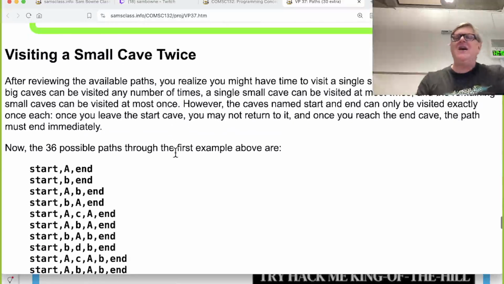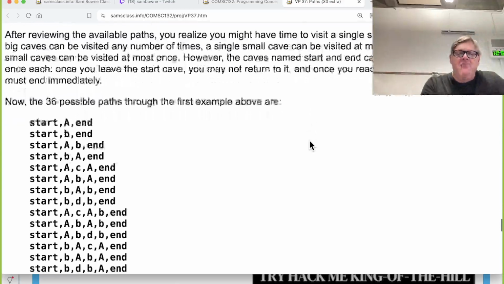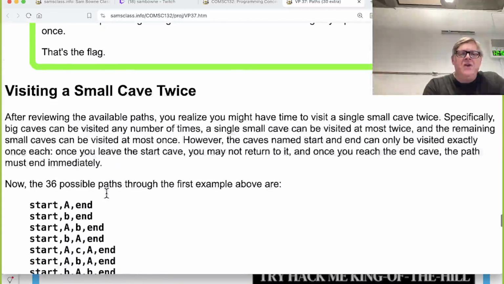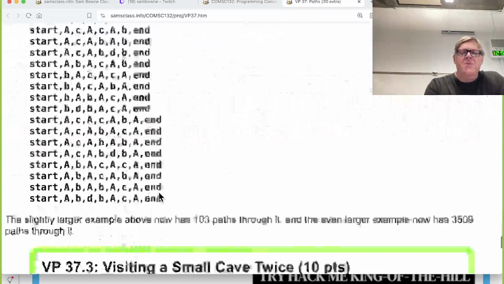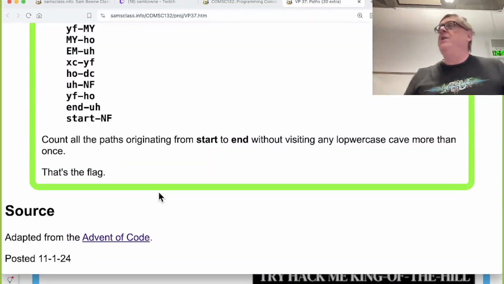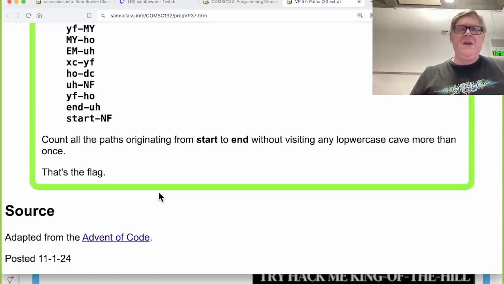And now you've got another one. Not only are you allowed to visit the large caves as many times as you want to, you're allowed to visit one small cave twice, but no more than one. And it can be any of the small caves. So again, just another wrinkle to see how you go. And this way you're going to get 36 possible paths to the first example and so on. So you get to practice these traversals. And I think that's good for you. It's good to practice this coding, an important concept.